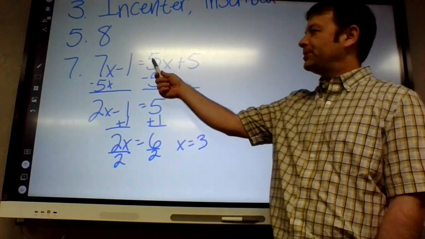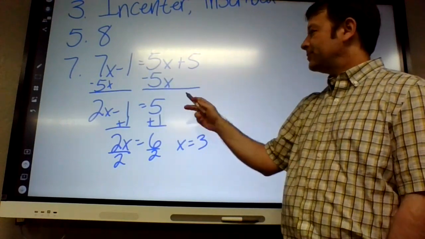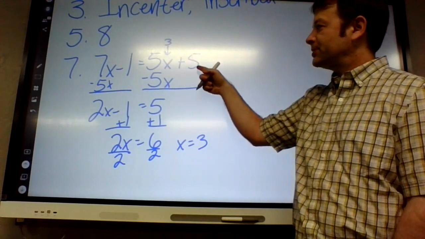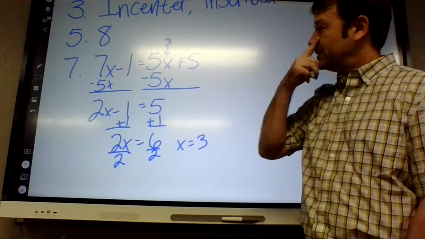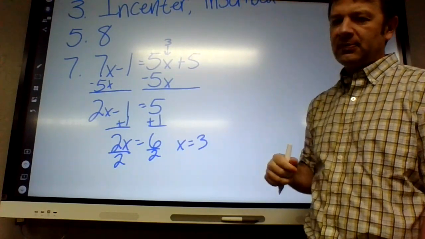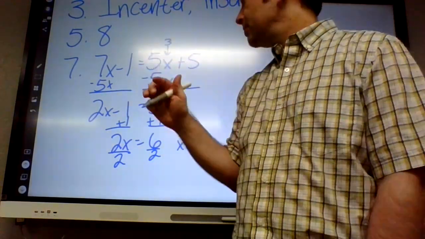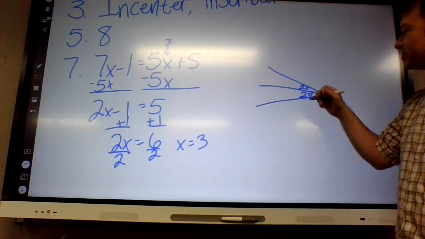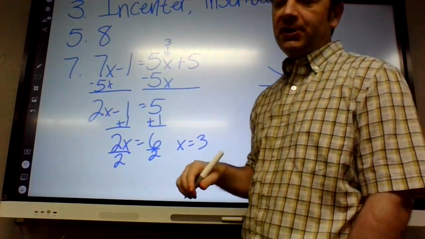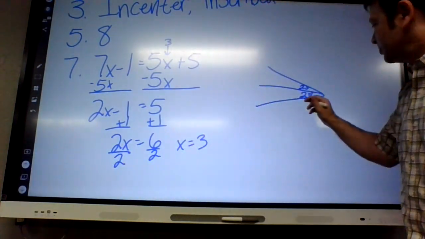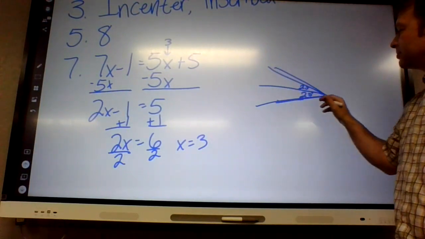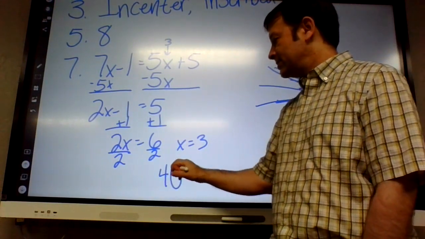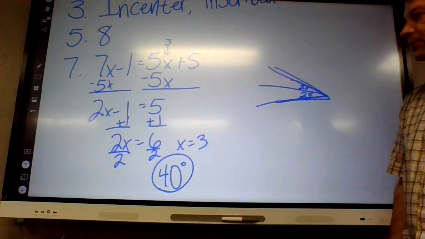Okay, these represent those two little half angles, right? So if I plug in 3 right here, I get 5 times 3 is 15 plus 5, so it's 20. That means this is 20, and that's 20. They're both 20. The question is, what's angle VRU, which is the big angle? 40. Yeah. So the final answer is 40 degrees.